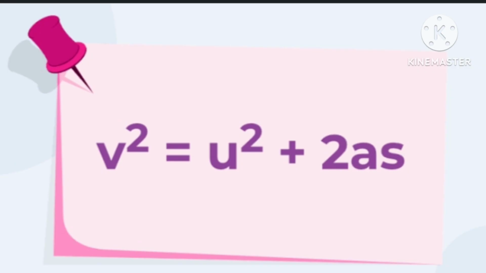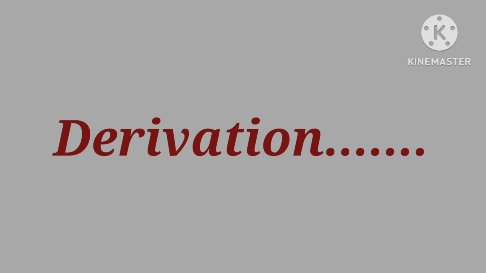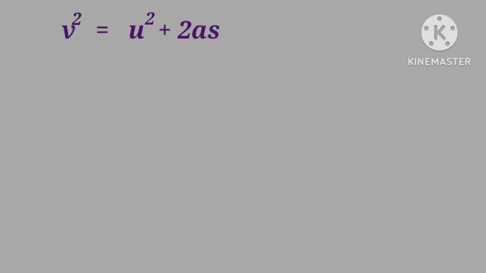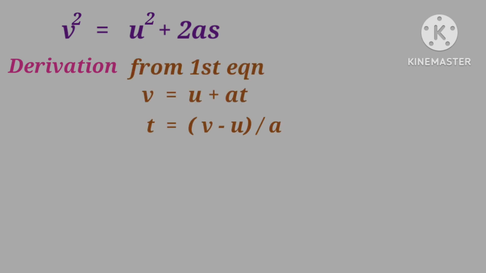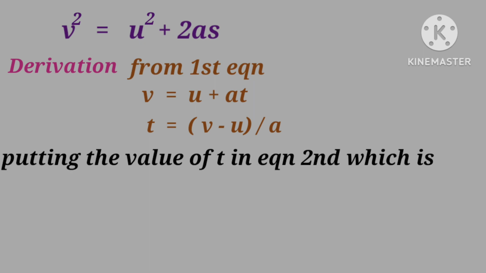Our next equation of motion is v square is equal to u square plus 2as. This equation is also known as the velocity-displacement relation. To derive this equation, we need the first two equations of motion, which are v is equal to u plus at and s is equal to ut plus half at square. From the first equation, we can derive the value of t as v minus u divided by a. Now put this value of t in the second equation, which is s is equal to ut plus half at square.